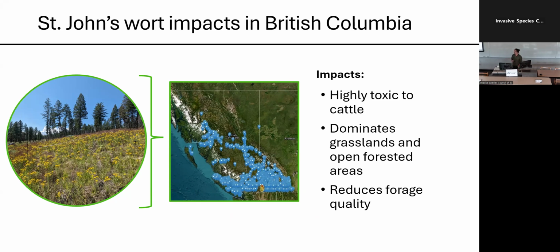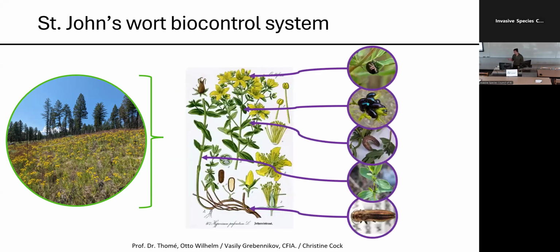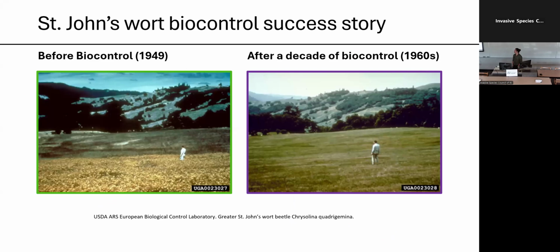So after pressure, what we did is we introduced several species, of which 5 established, and they are fantastic dealing with this plant. They have behavioral and morphological capacities that allow them to deal with the toxin, so they don't worry about that. They attack several parts of the plant, so they are doing an amazing job, which we can see right here in these pictures.